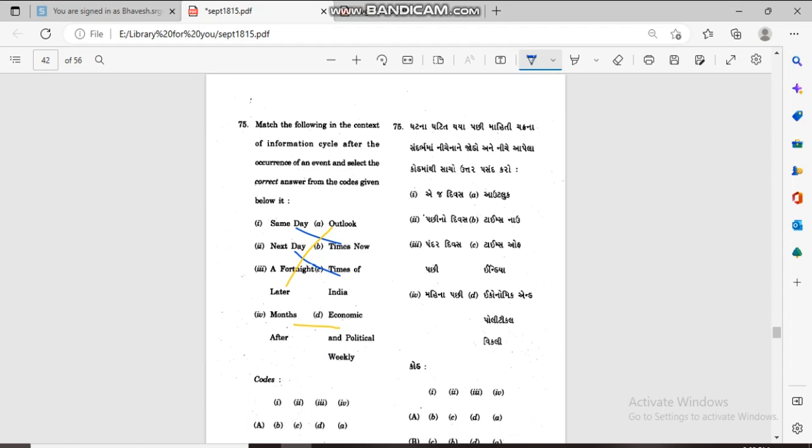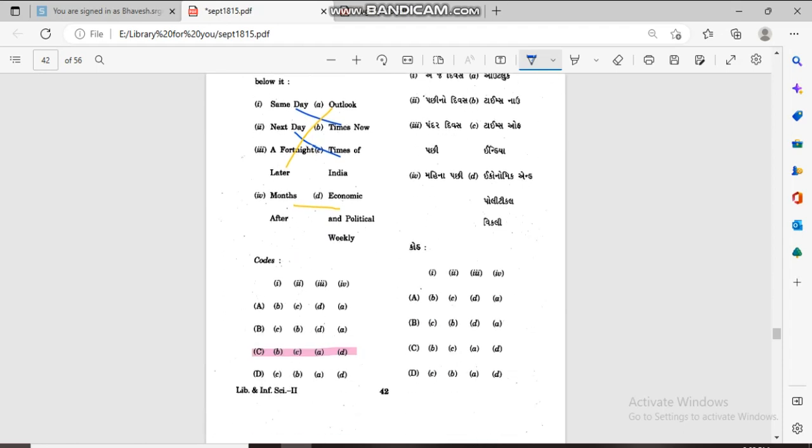Match the following. Same day published, Times Now. Next day, Times of India. A fortnightly later publication, Outlook. Months after, Economic and Political Weekly.